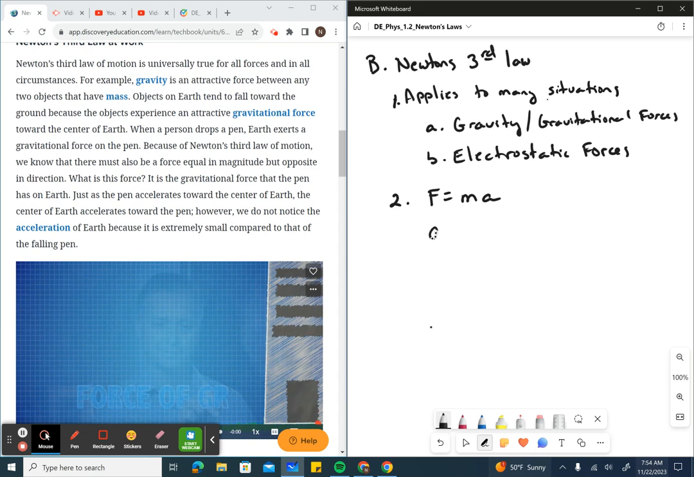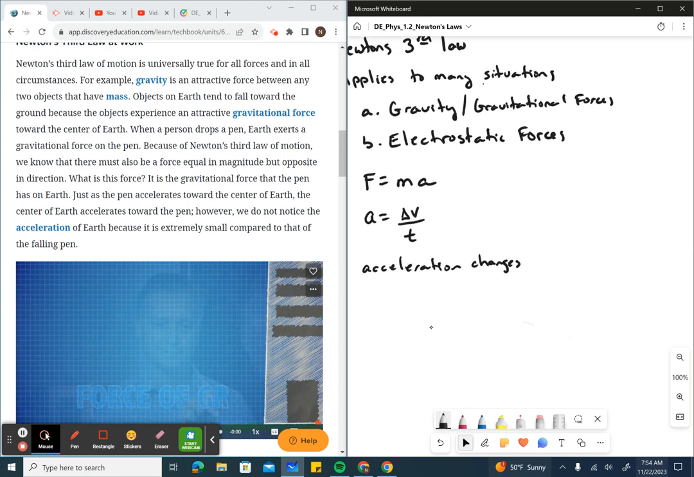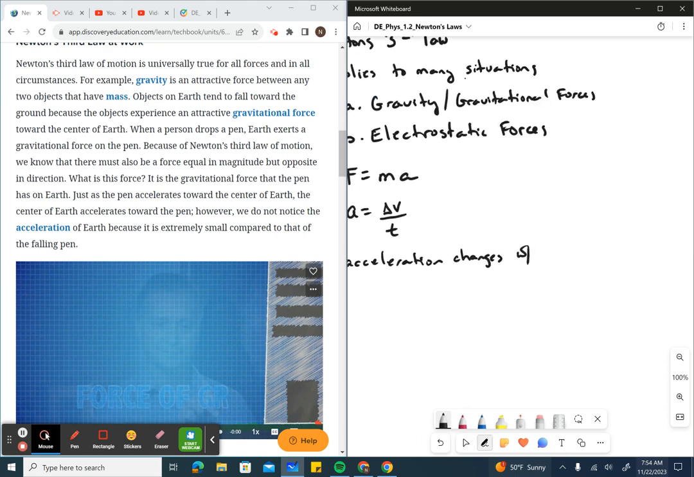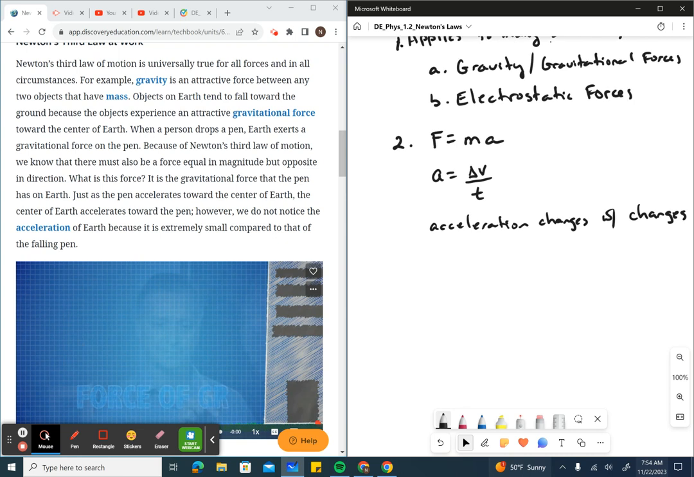We want to make sure we understand that acceleration was a change in velocity over time. Okay. And we want to make sure that acceleration can change with changes in speed and direction. Okay, these are both circumstances where acceleration can change.